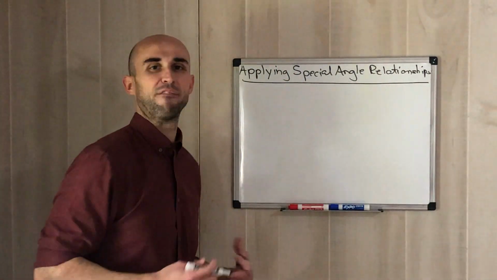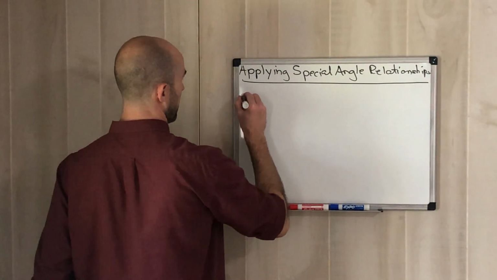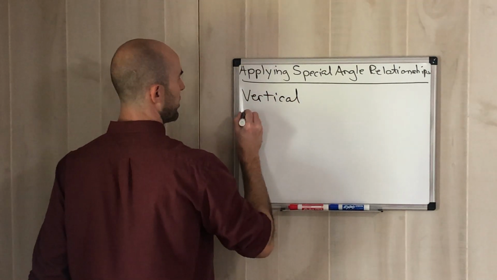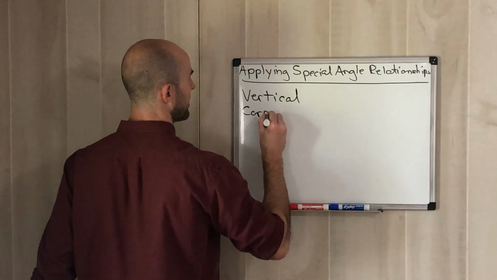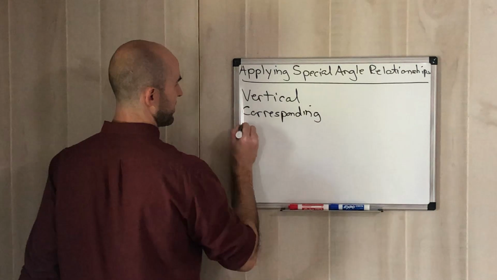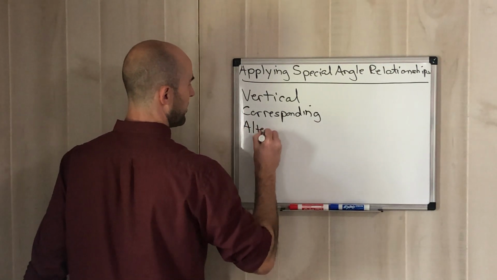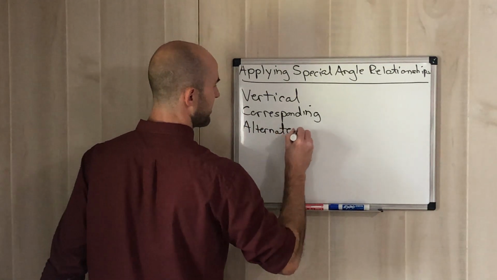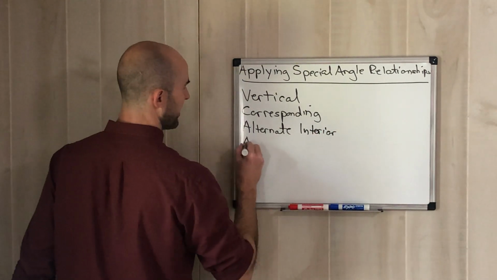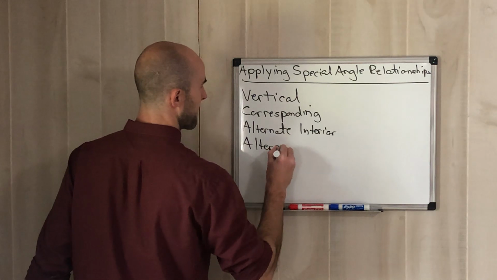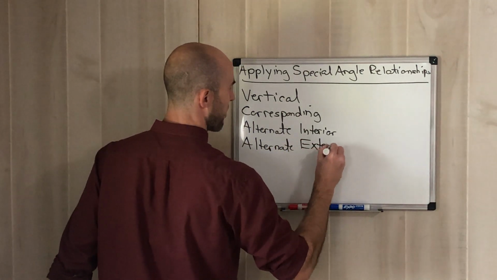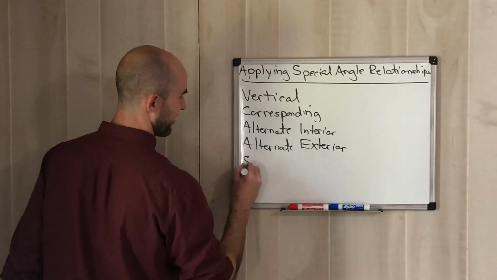So the other day we had 5 different types of angles that we learned. We learned about vertical angles, right? We learned about vertical, we learned about corresponding, we learned about alternate interior, right? We also had alternate exterior. And then we had one more. We had what we call same side interior, right?